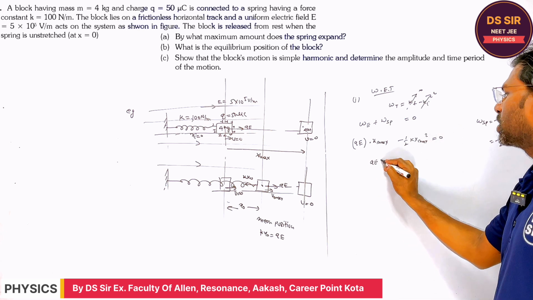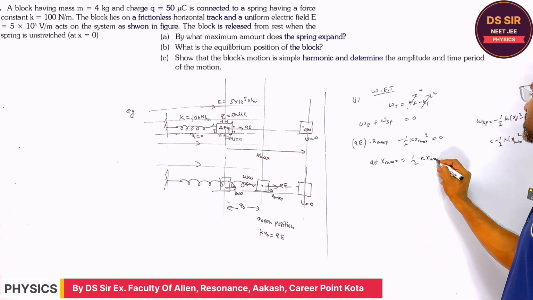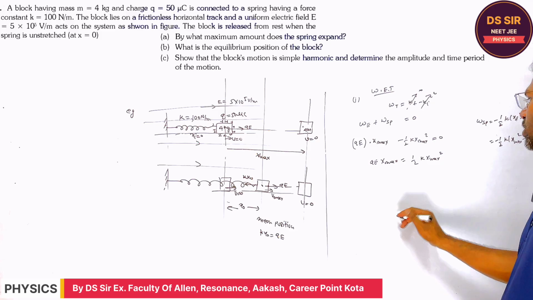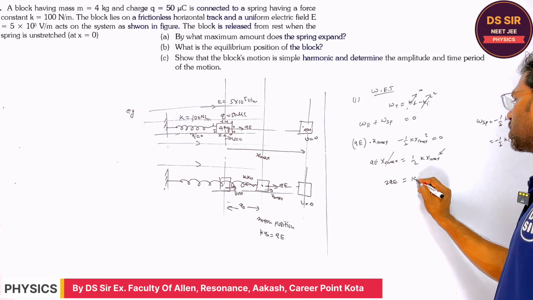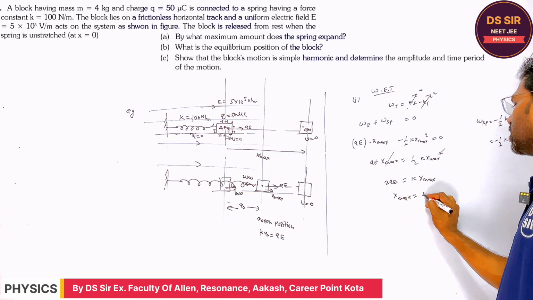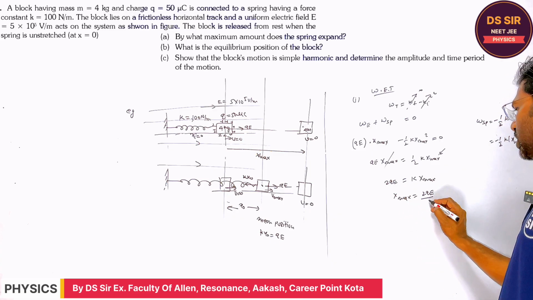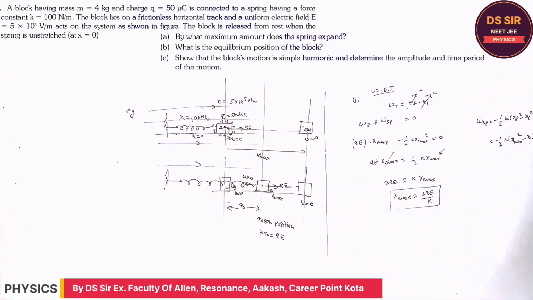So QE into x max is equal to half k x max whole square, right? So one power will cancel out. 2QE is equal to k x max. So what is the maximum elongation in the spring? It is equal to 2QE upon k. Is it clear or not? This is the maximum elongation in the spring.